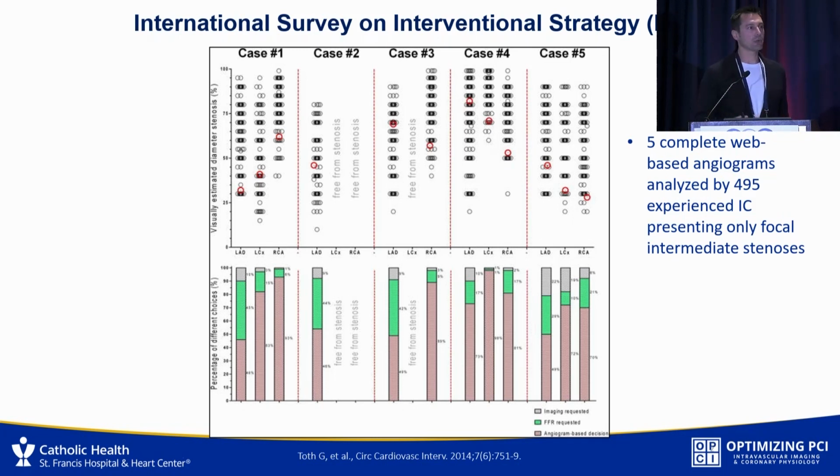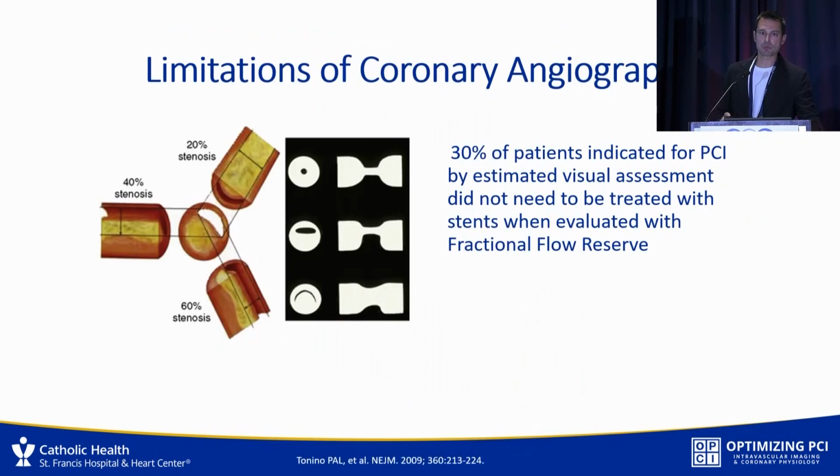But we want to get away from subjective information, just like you don't want to guess it's a 2.25 if it's a 4.0 vessel. Rather than just eyeballing and guessing what the stenosis is, we need objective information, and that's one of the value propositions of physiology.